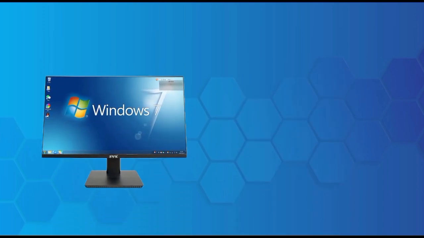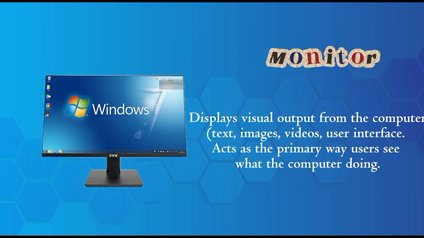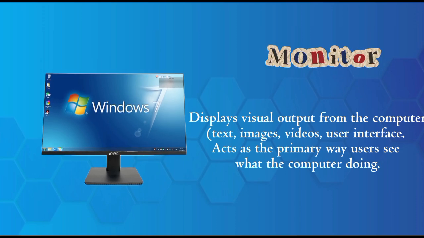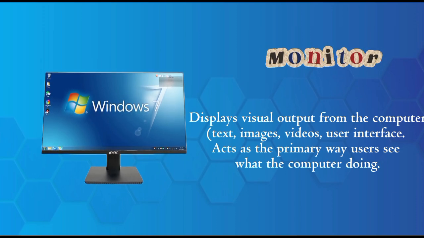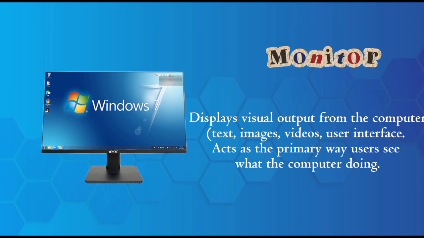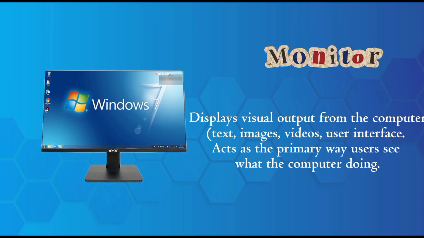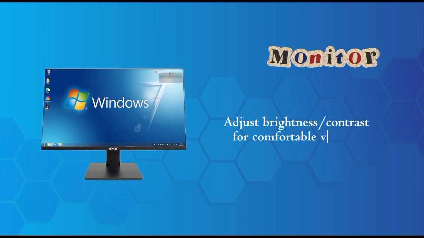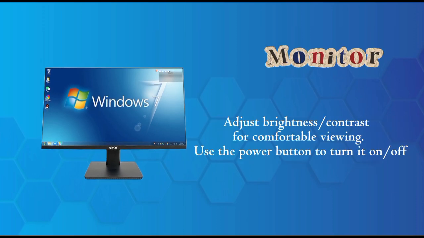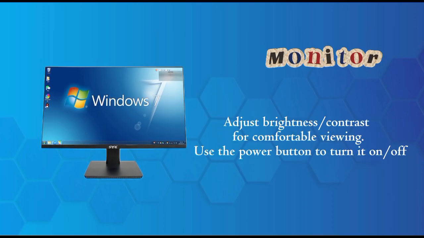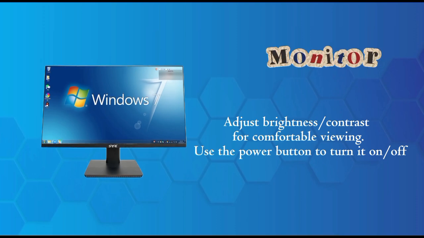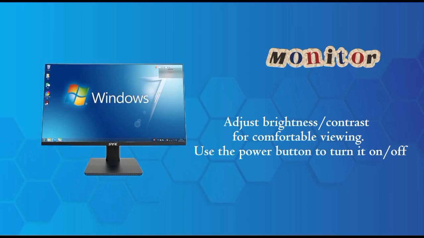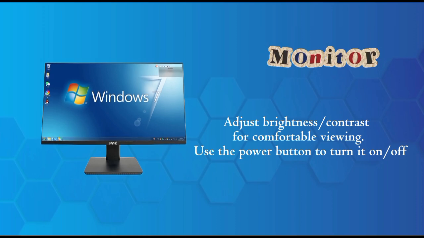Eighth, monitor. It displays visual output from the computer: text, images, videos, and the user interface. It acts as the primary way users see what the computer is doing. For the basic handling of the monitor, adjust brightness and contrast for comfortable viewing. Use the power button to turn it on or off.